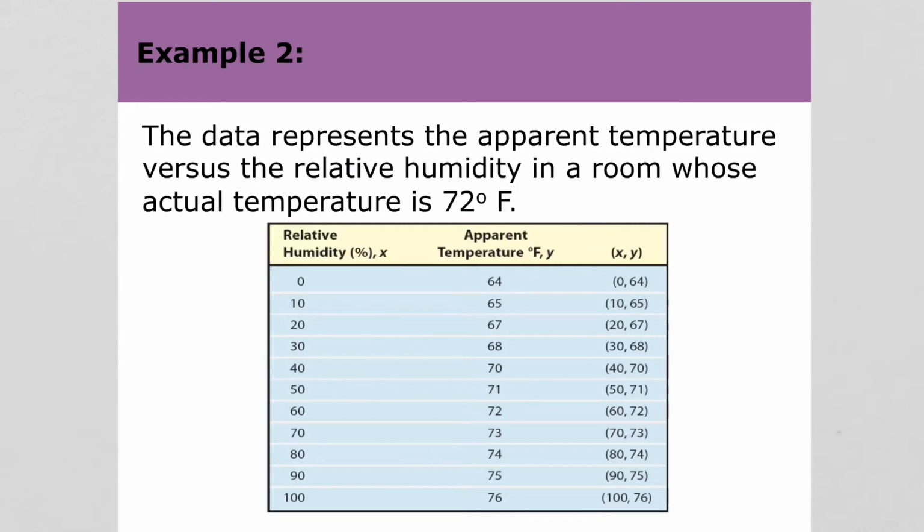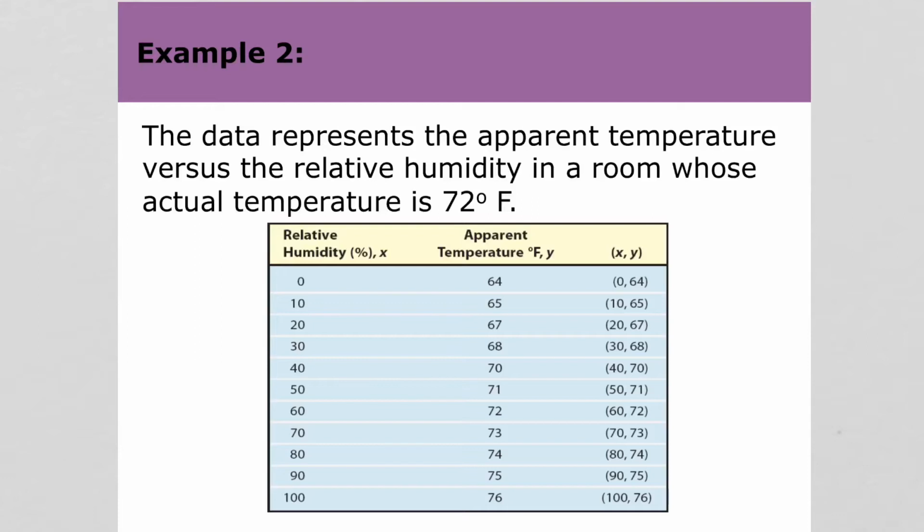So for example 2, we've got a set of data here. It says it represents the apparent temperature versus the relative humidity in a room whose actual temperature is 72 degrees. You know when you go outside in the summer and it says it's 92 degrees, but you feel like you're dying, right? And it says the temperature with the humidity feels like 103. So that's what it feels like, but it's not the actual temperature.